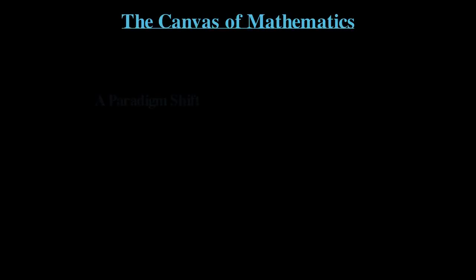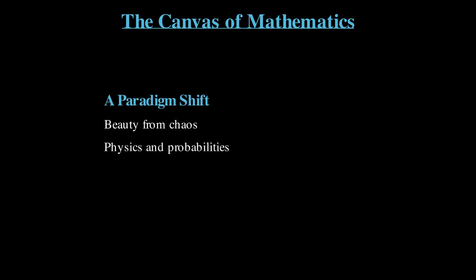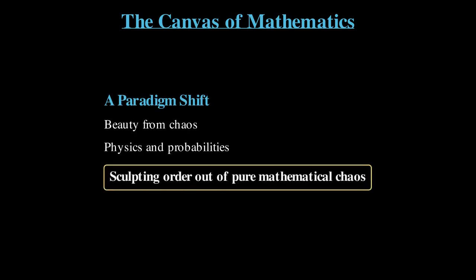Diffusion models have revolutionized artificial intelligence. By borrowing principles from thermodynamics and combining them with deep neural networks, we've taught machines how to sculpt order out of pure mathematical chaos, turning noise into breathtaking reality.